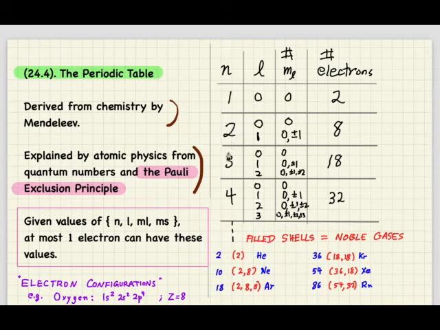And similarly, with n equals 3, you can have L equals 0, 1, 2. L equals 0 has 1 m state. L equals 1 has 3. L equals 2 has 5.